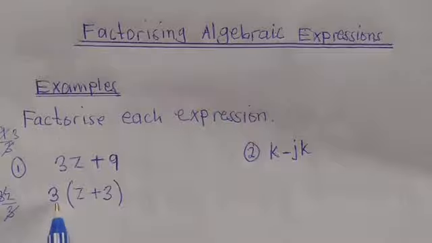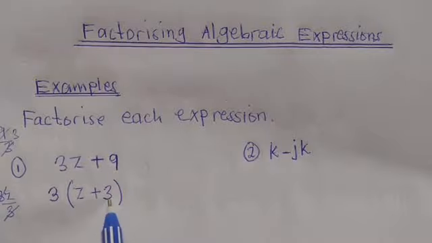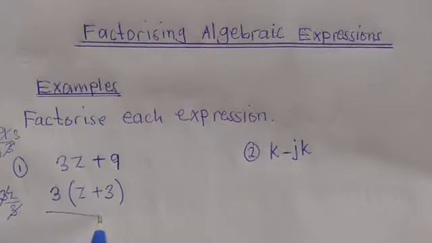So what you are saying here is, you start dividing after you find your common factor. In this case, we found a 3. Now here we start dividing. 3 into 3z, so 3 and 3 will cancel, remain with z. Plus 3 into this 9, it's a 3. So this is our answer.